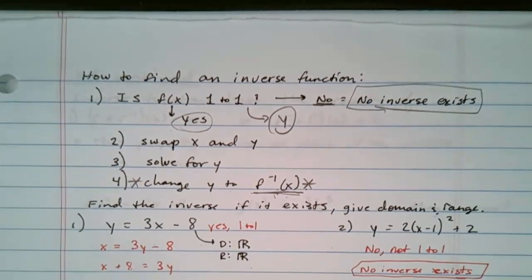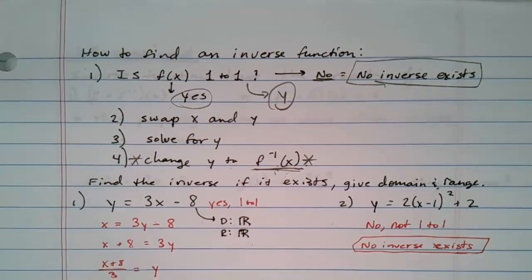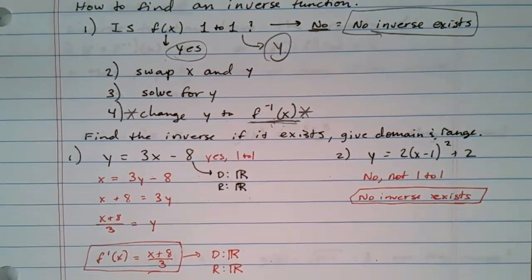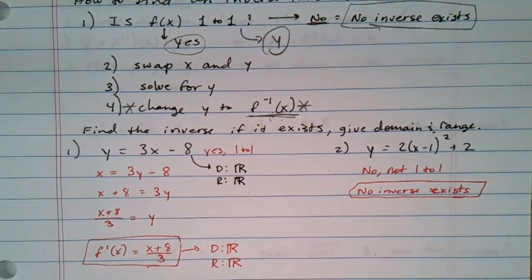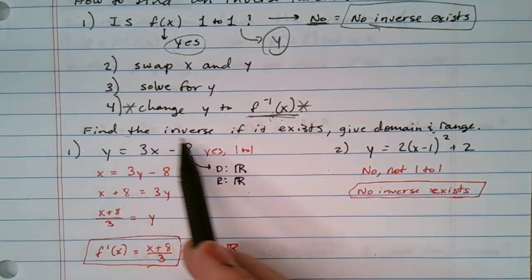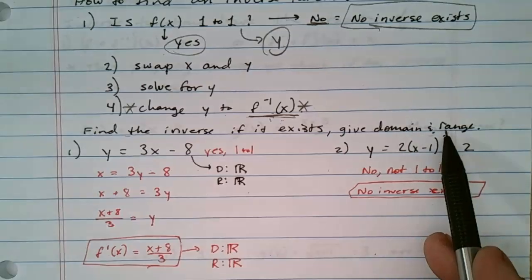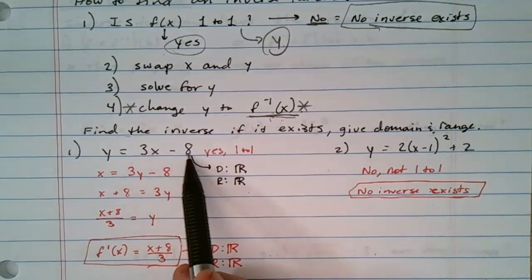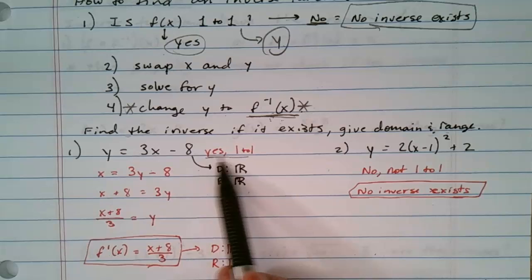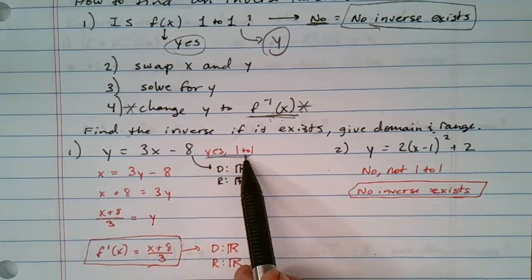So what I want to do is find some inverses for you. I've already worked these so that I'm not trying to write and talk. So let's go through it. Find the inverse if it exists, and give the domain and the range. y equals 3x minus 8. First step, is it 1 to 1? And I say yes, it is.